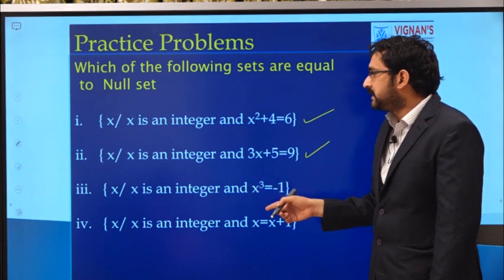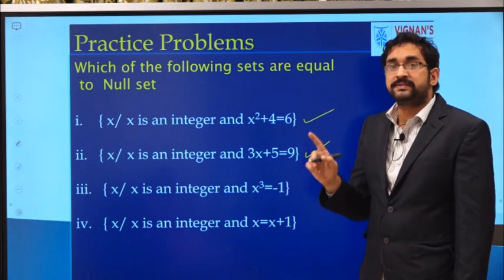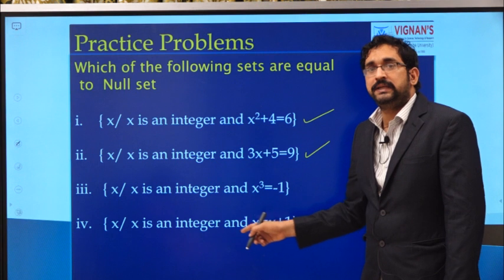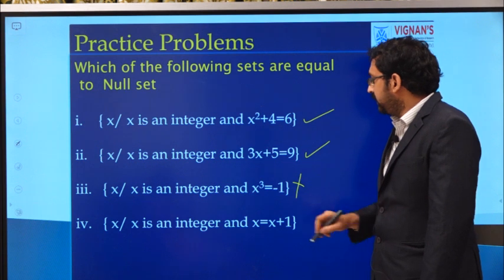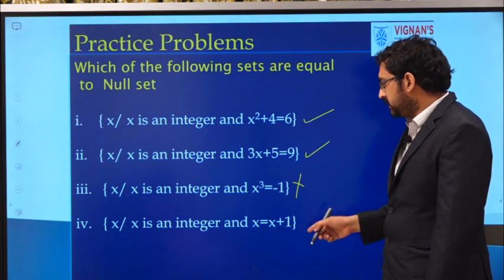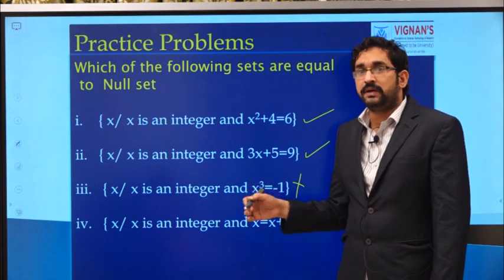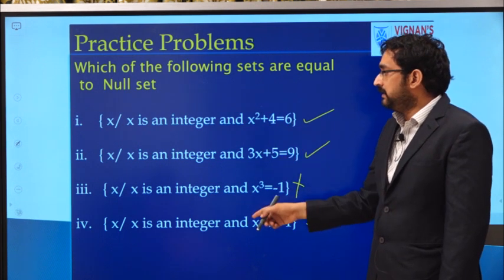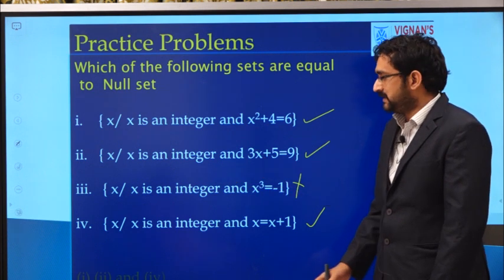See the third one, x such that x is an integer and x³ = -1. If you take minus 1 as the integer, (-1)³ = -1. That means the given set contains at least minus 1 as its member. So this is not equal to the null set. See the fourth one, the set of all x such that x is an integer and x = x + 1. Whatever value you take, either positive or negative or 0, this condition will not be satisfied. So out of the given 4 conditions, the first, second and fourth sets are equal to null sets.